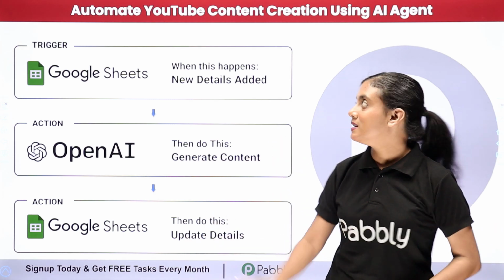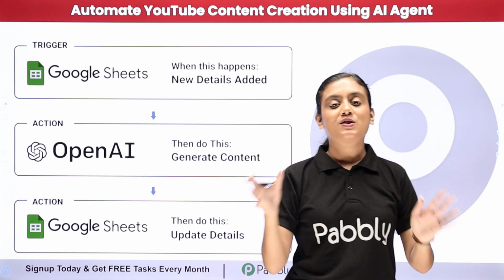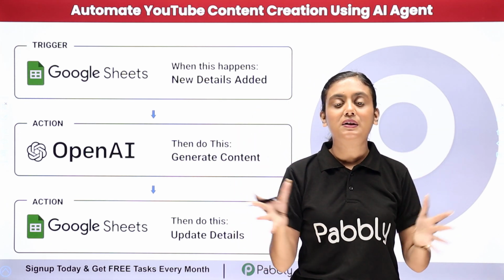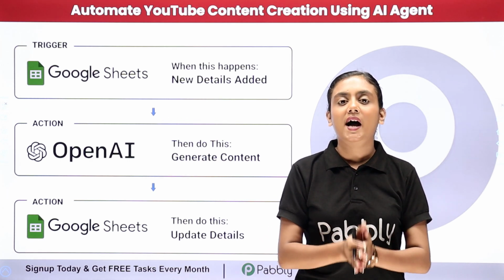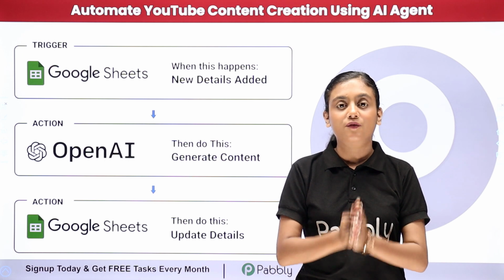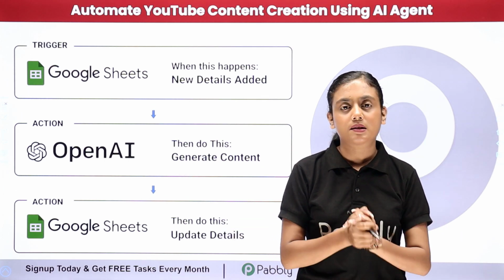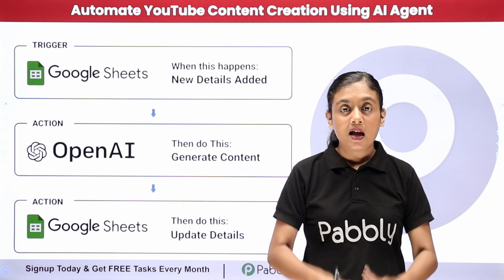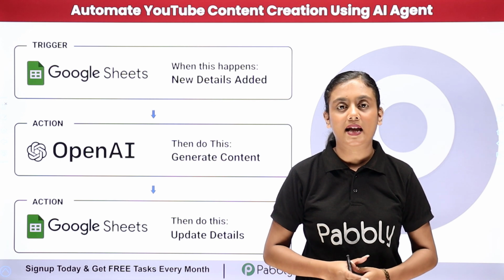In this video, we're going to learn how to automate YouTube content creation using an AI agent. So I'm a content creator and I regularly post content on my YouTube channel. Now every time I have a new idea, firstly I have to sit and find the title, description, tags, the script, the outline of the script for my YouTube idea. Now over here, finding all these details manually is a very time consuming and hectic task.